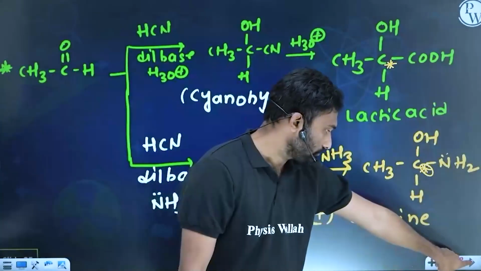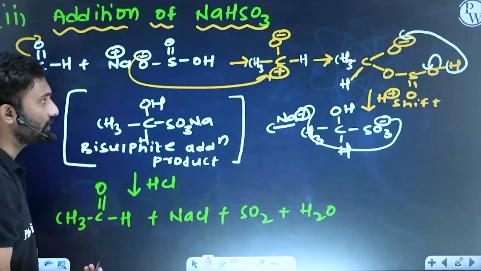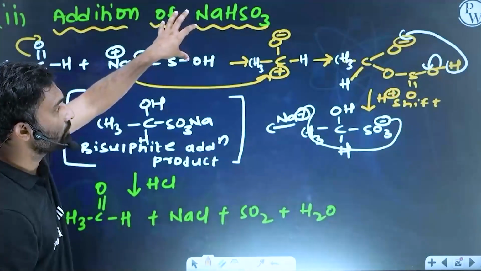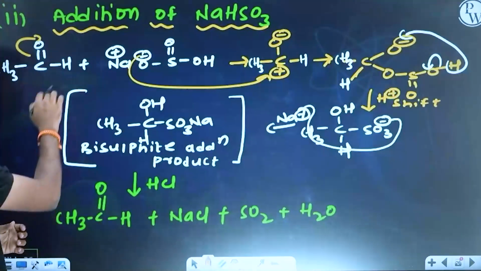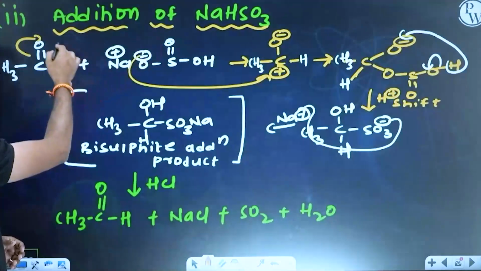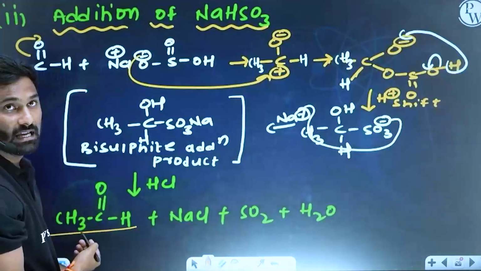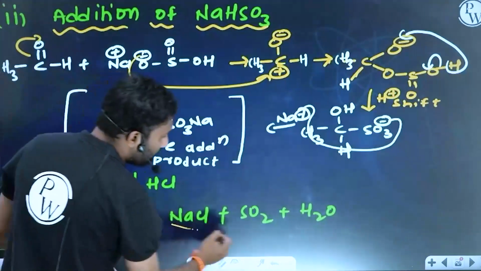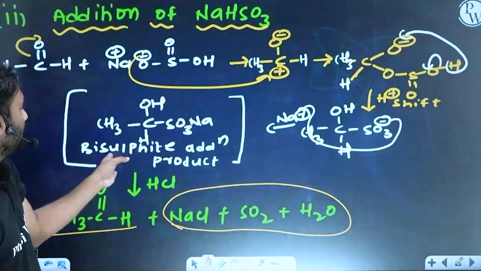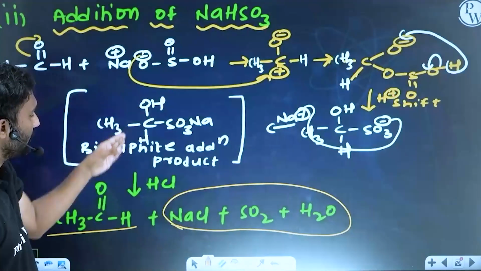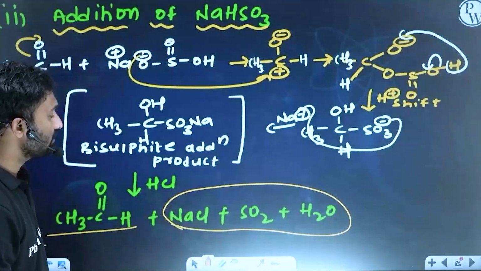Next, addition of sodium bisulfite. By addition of sodium bisulfite we can prepare the aldehyde. Look here, this is acetaldehyde, right? Now with addition of sodium bisulfite, the product we get again is the acetaldehyde only, but they will ask about the byproducts. Now by that we will get the bisulfite addition product, upon HCl we again get the acetaldehyde only.